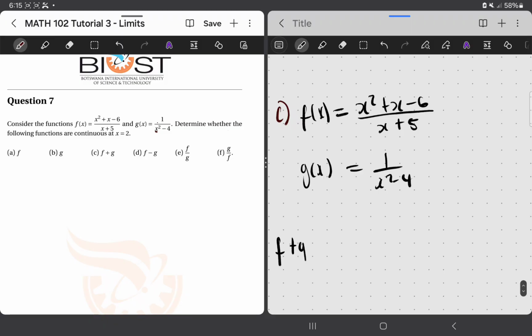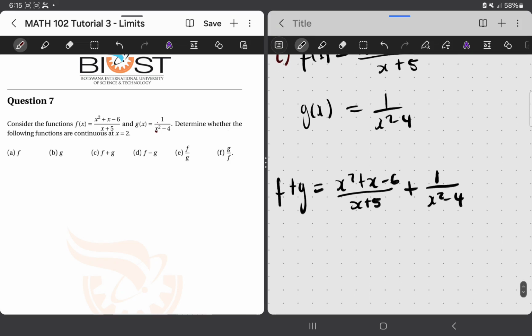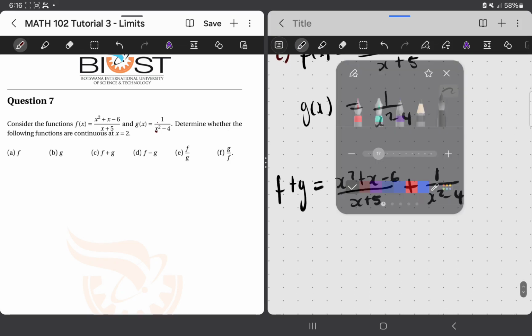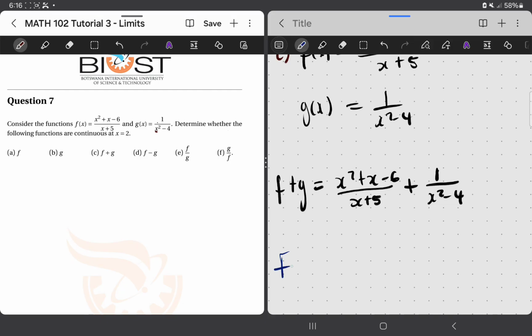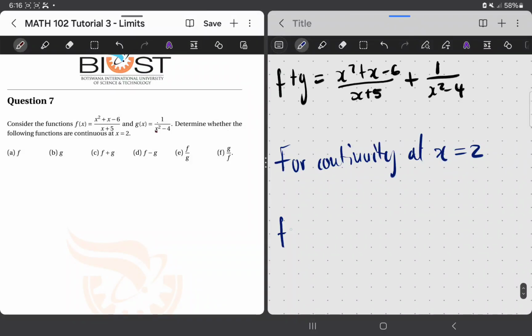Now we can say f plus g is just going to be equal to (x squared plus x minus 6) all over (x plus 5) plus 1 all over (x squared minus 4). Now, we're going to keep it like this. I think it's easier for us to solve it like this. It's very easy. We're going to say for continuity at x equal to 2, I can say f plus g of 2 is going to be equal to the limit as x approaches 2 of f plus g.